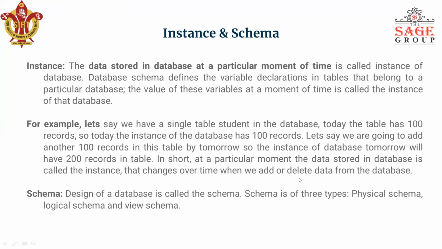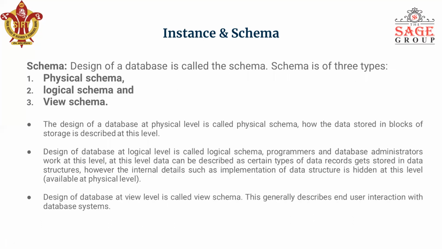Now, the second one is schema. Schema, basically the design of a database, is called schema. The overall design of a database is known as schema. Schema is of three types: physical schema, logical schema, and view schema. The physical schema is related with the physical structure that stores the information about how the data are actually stored in the database. Logical schema stores the information about what data is to be stored. And the view schema means the overall structure of a database.